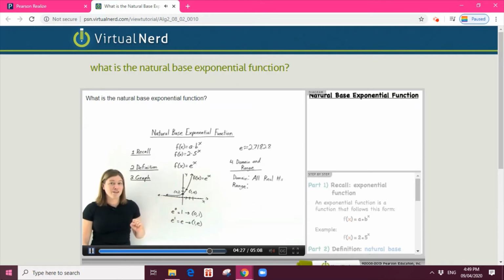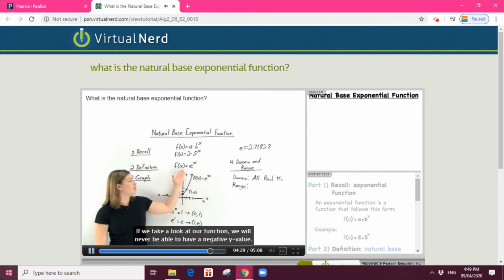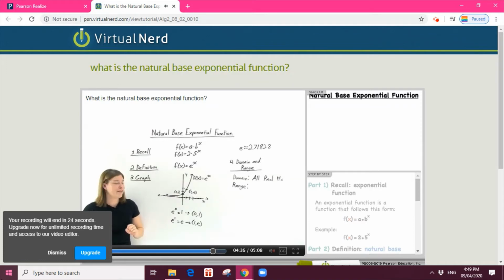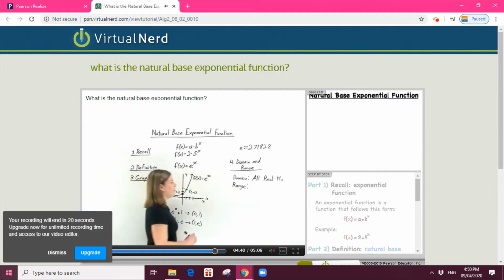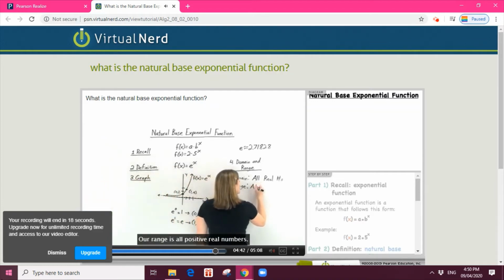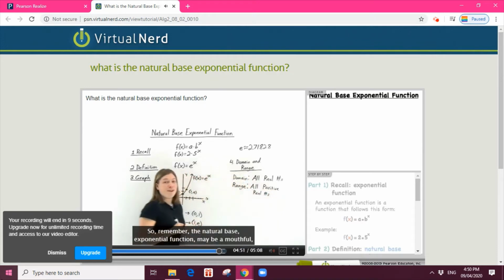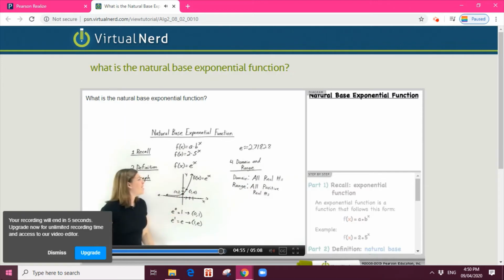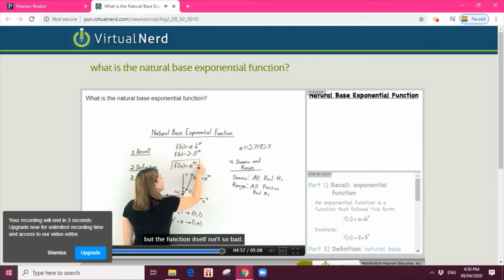when y is negative. If we take a look at our function, we will never be able to have a negative y value. So y cannot be 0 and y cannot be negative. If we take a look, y needs to always be positive. Our range is all positive real numbers. So remember, the natural base exponential function may be a mouthful, but the function itself isn't so bad.